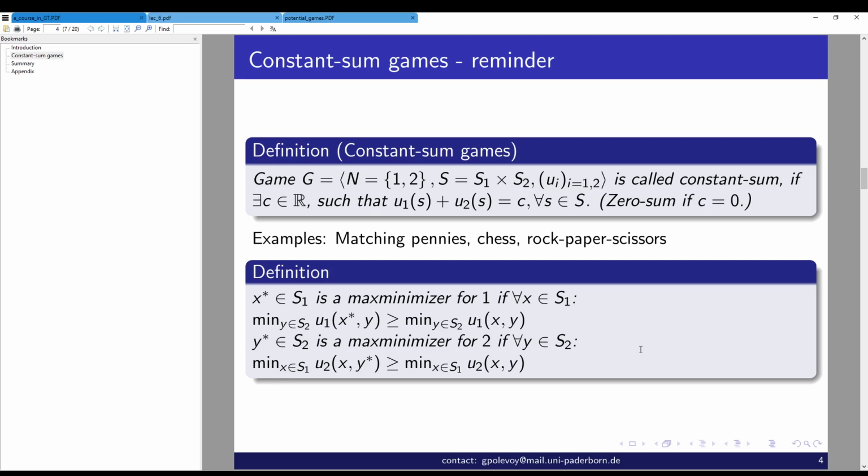and the definitions of maxminimizer are also important. The maxminimizer of a player is a value such that it gives the minimum value for that player when the other player tries to play as badly for me as possible. And while I know that, I'm trying to maximize my value, so it's max min, and each player has his own max min.